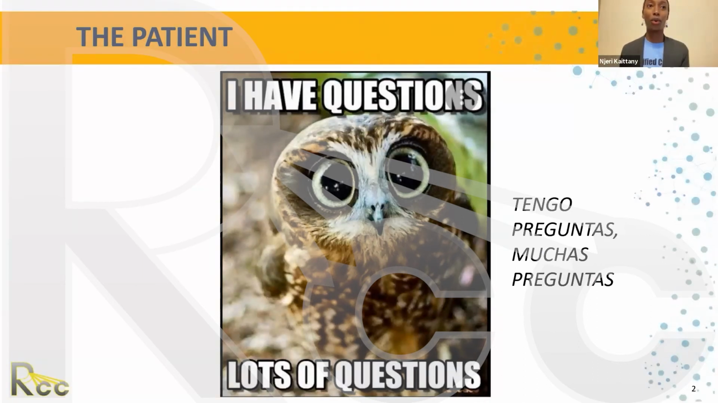We know why we're doing what we're doing. But for a patient, it's a very new experience. Again, like I touched on earlier, radiation oncology is such a unique field. A lot of people don't even know radiation therapy exists, or if they do, they have no idea what it really means. So when they come to you, they are going to come with a lot of questions.